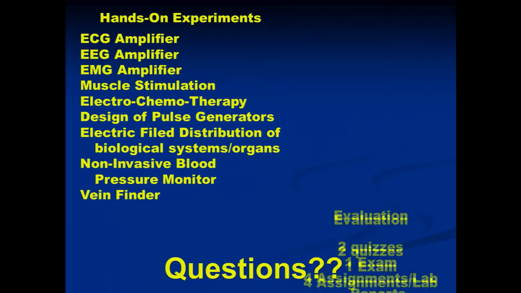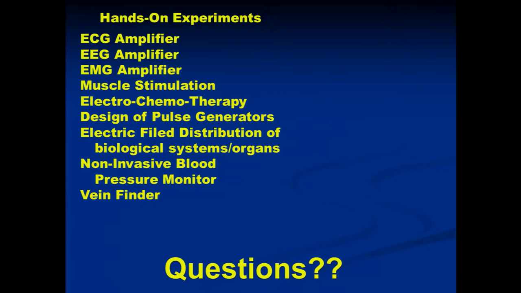So, we are thinking to do this one: ECG amplifier, EEG amplifier, EMG. If you know one, the other two are easy, simple to do. Then muscle stimulation, and electrochemotherapy using pulse generators. Design a pulse generator and the electric field distribution.